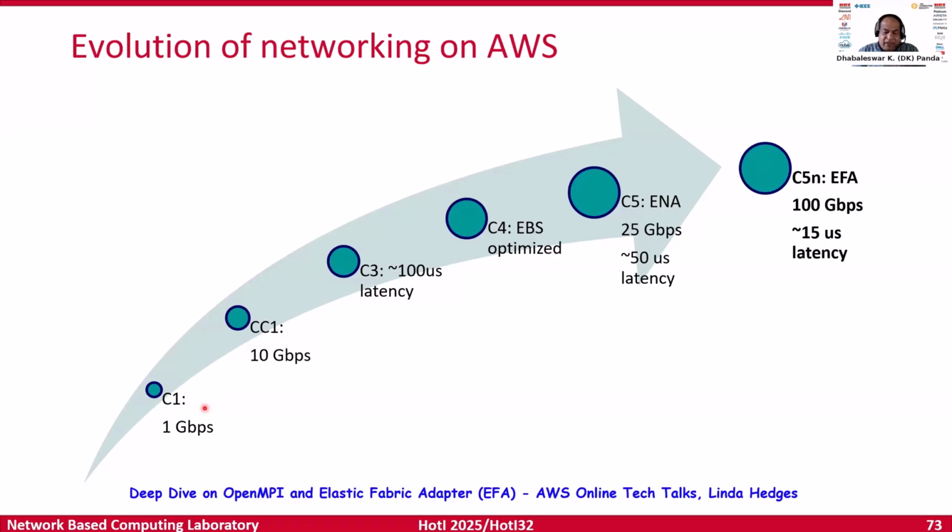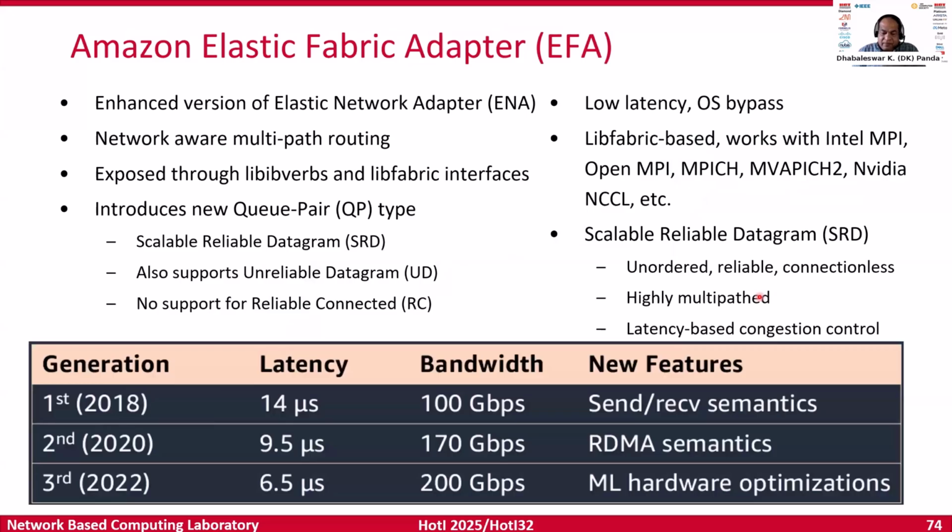And especially with the AWS, if you see, they have gone through multiple generations, starting from 1 gig to 10 gig, then a C3 version, C4, C5, and then the very latest one is C5N. And if you take a look here, this is an adapter they developed in-house and have been deploying in their AWS cloud environment, and they expose it through a libfabric interface. We'll have some detailed discussion later on.